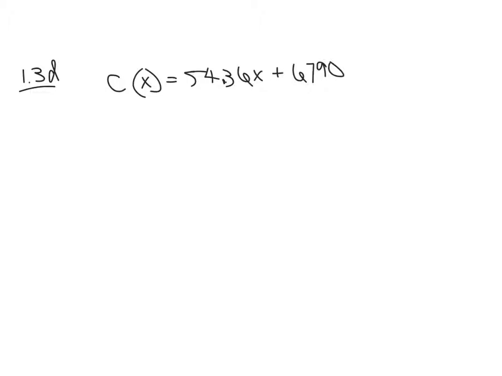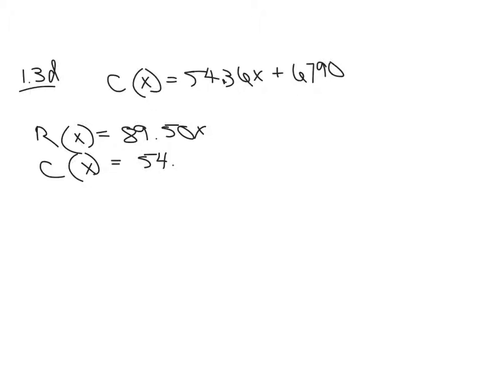So a company produces, example 9, a smartphone, and the revenue for this new smartphone is R of X equals 89.50X, and the cost is given by 54.36X plus 6,790. That's how much it costs to make this guy. All right, and X is the number of smartphones produced and sold. So what is the marginal revenue for this smartphone, and what does it mean?